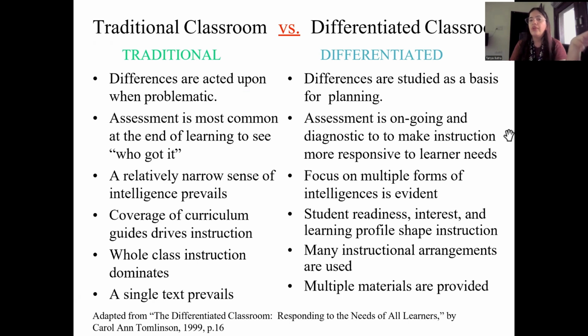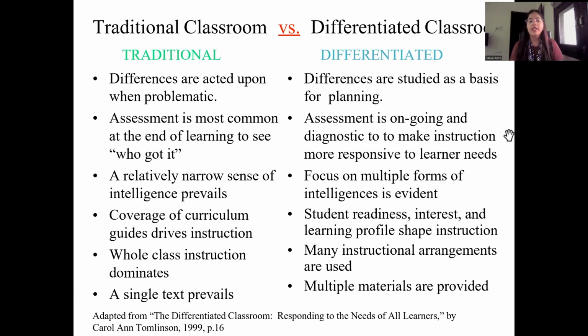They do not wait for a problem to arise and then act on differentiation. Traditional classroom assessment is most common and focuses on who got it. But assessment in a differentiated classroom focuses on how to encourage students to tell, make, and express their understanding. This assessment is ongoing and diagnostic, to make instruction more responsive to learners' needs. It is relatively narrow in the traditional classroom, while the differentiated classroom focuses on multiple forms of intelligence, multiple intelligences.